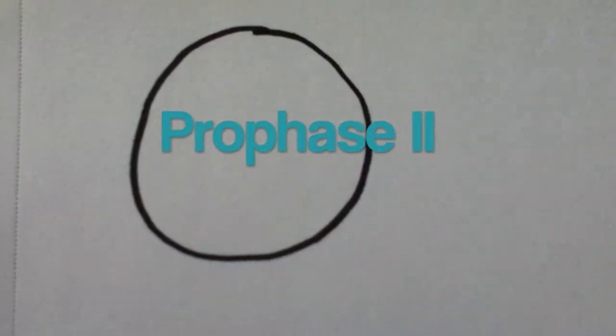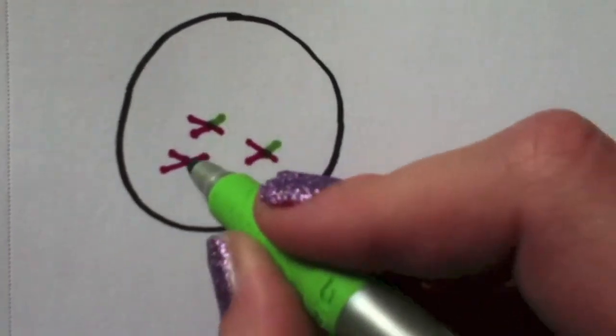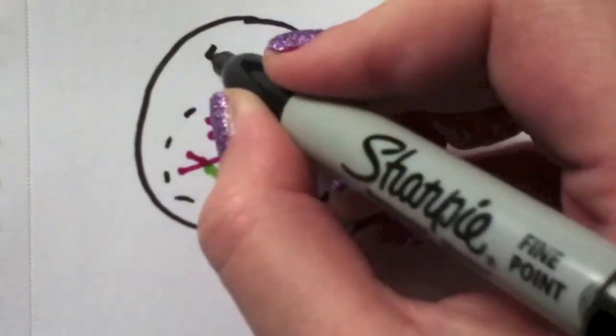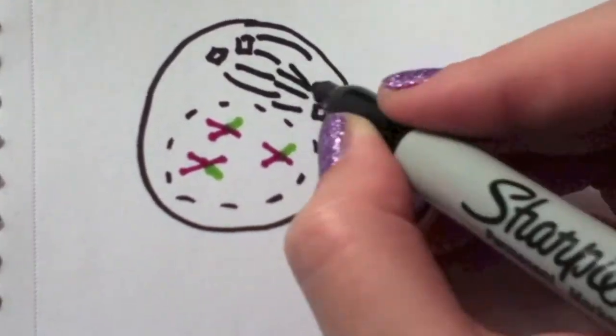In prophase 2, the nuclear envelope dissolves, centrosomes move to the poles, and mitotic spindles begin extending. Here, the genetic material is already organized into chromosomes.